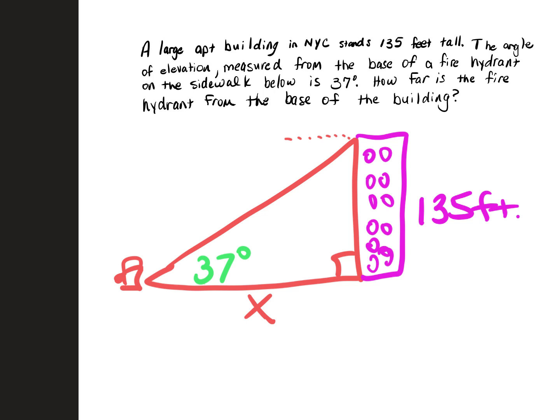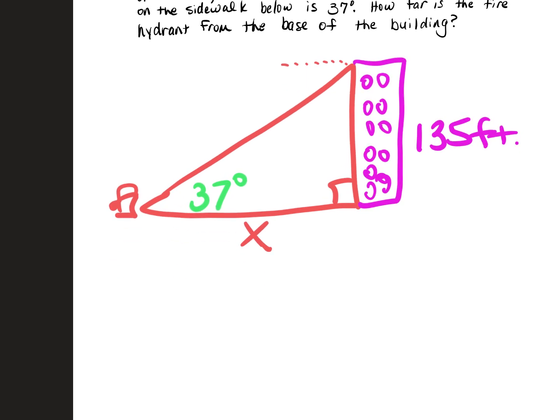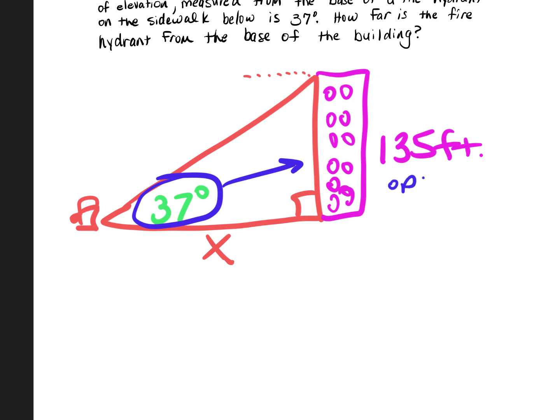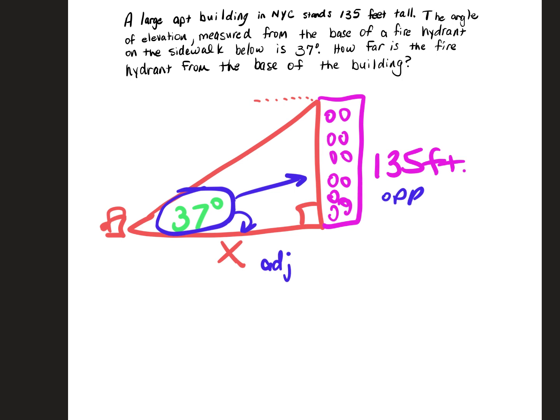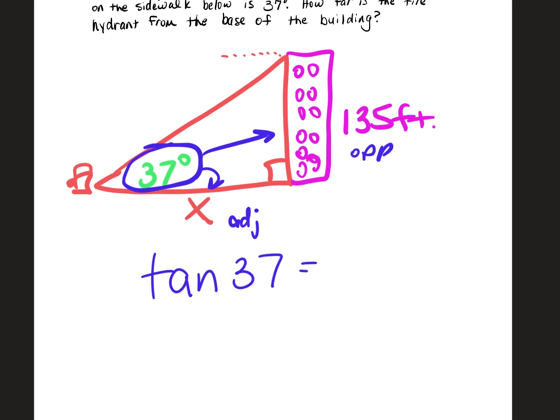So that's the hard part of these problems. The math behind it, you guys can all throw in your calculator. That's not the hard part. But understanding where all this stuff goes could be difficult. This is my angle that I'm referencing. So what is 135? It's the opposite side. What is x? The adjacent side. So what trig function am I using if I have opposite and adjacent? So I'm going to say tangent of an angle. Well, I have the angle they gave me. It's tangent of 37 equals opposite 135 over x.